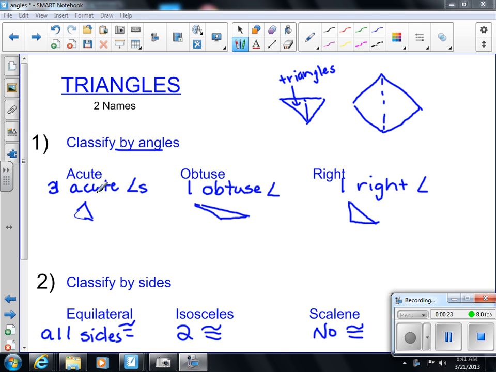If a triangle has three acute angles, in other words, all three angles are less than 90 degrees, we call it an acute triangle. If it has just one obtuse angle, then we call it an obtuse triangle. And if it has just one right angle, we call it a right triangle.